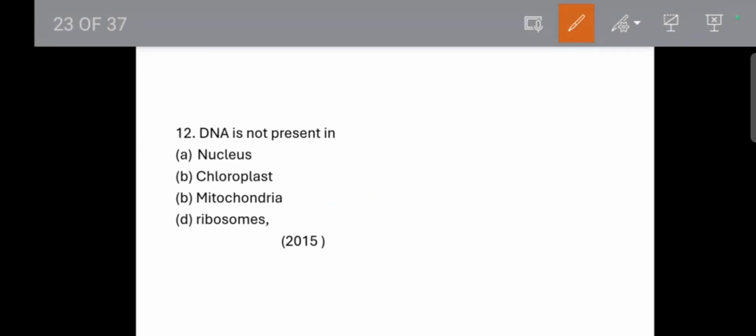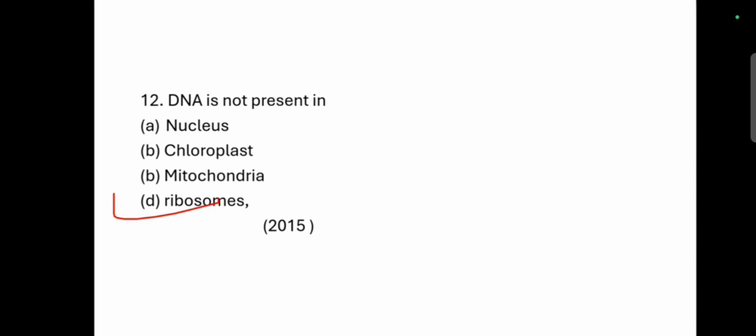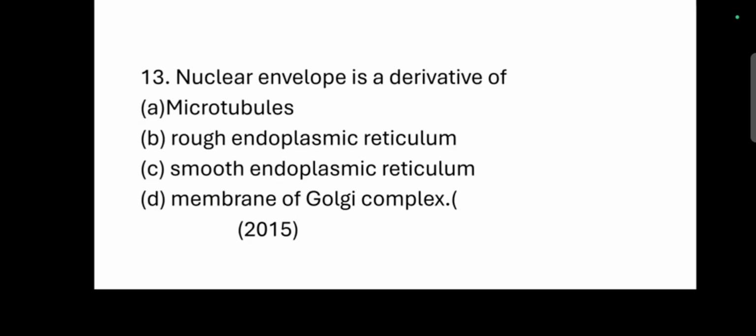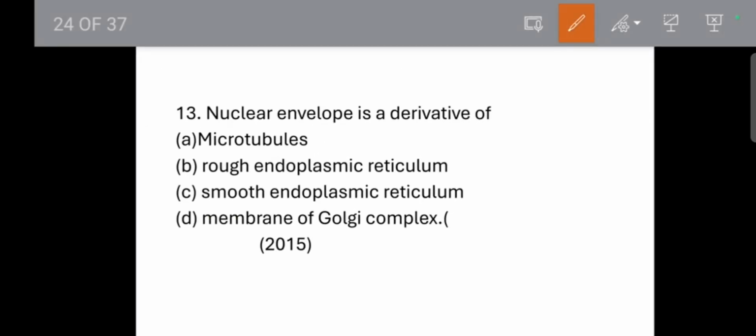DNA is not present in the ribosome. The simplest one: the nucleus has DNA, the cell's DNA is present in the nucleus. The chloroplast has its own DNA, and the mitochondria have their own DNA. So this is a 2015 NEET question. Now we have to see the 13th one.